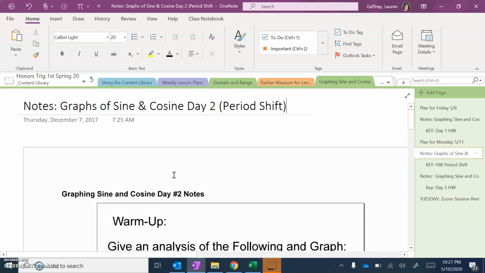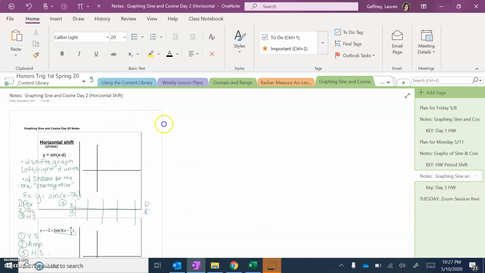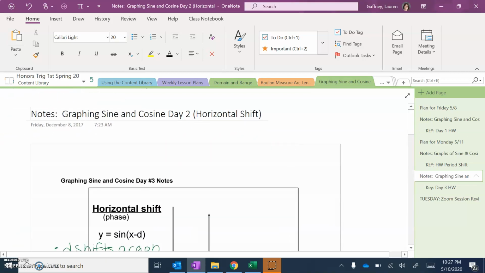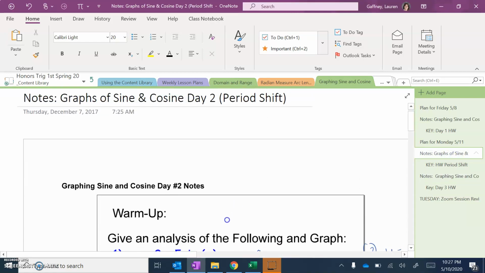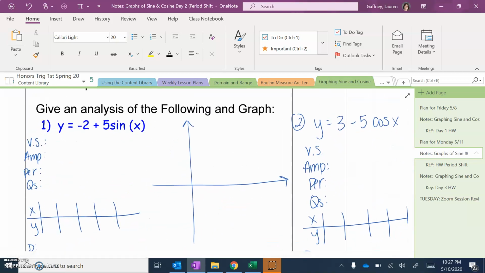Today you're going to have two videos to watch. The first one's going to be on the period shift, and then the second one will be on the horizontal shift. That way on Tuesday we can do some mixed practice in the Zoom session together. Okay, so this file on the period shift, I'm going to actually start with two problems where I kind of recap from Friday. I felt like the end of Friday's video was a little rushed.